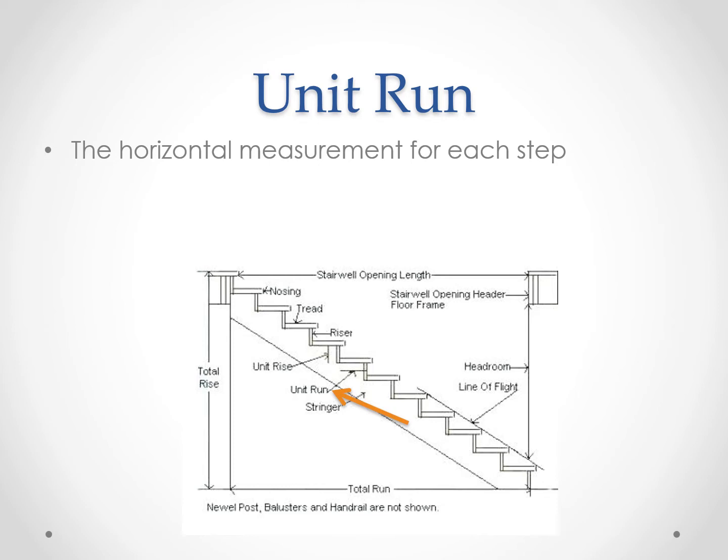So again, if we had a unit run of 11 inches and we had 10 steps, 11 times 10 would give us a total run of 110 inches. So it can be said that unit runs make up the total run. So unit run is just a part or a unit of the total run.